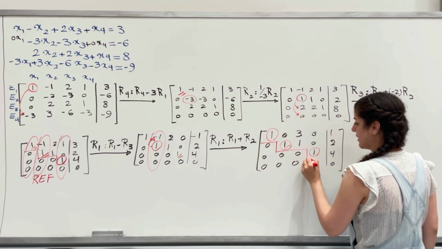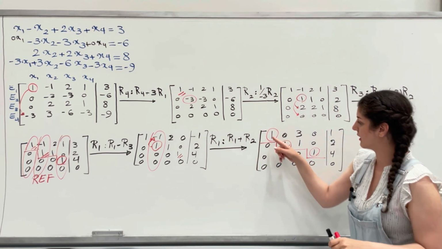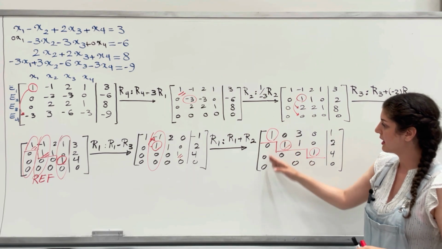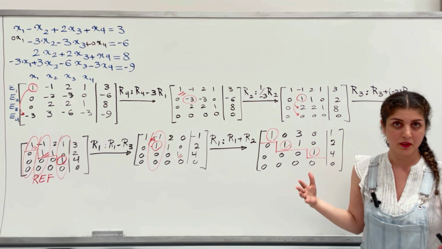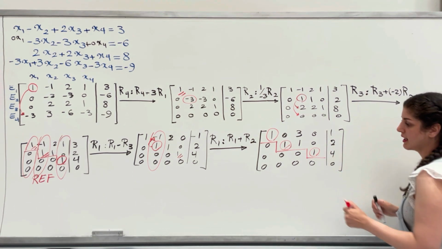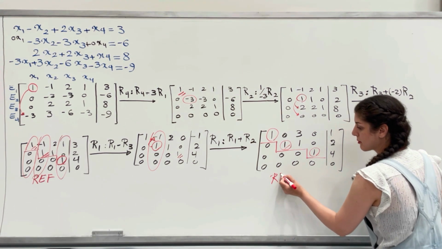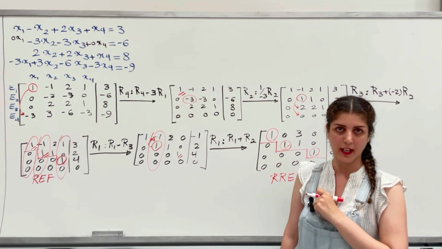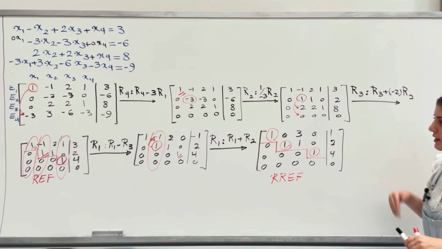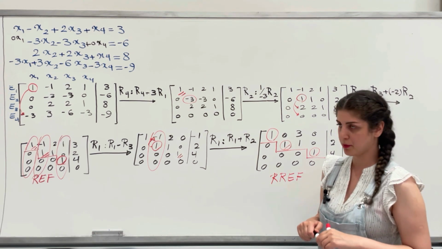This is the staircase form. We have the leading ones, everything below and above them are 0. So this form is the reduced row echelon form, or RREF. Okay, and we are going to use this matrix to solve the problem.